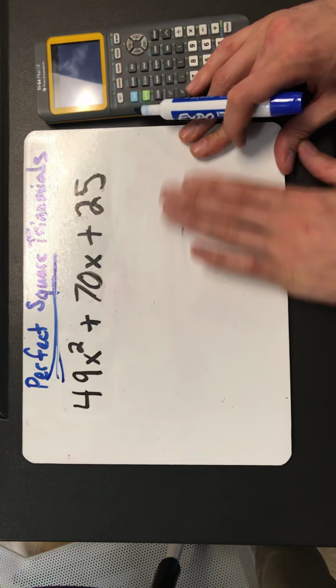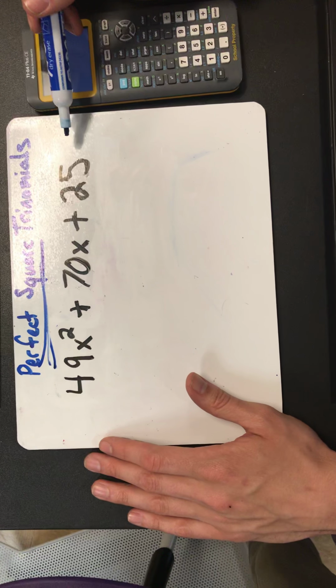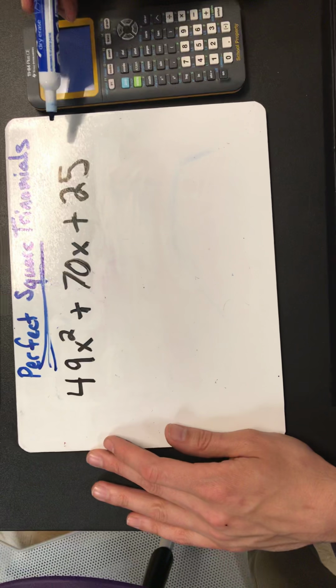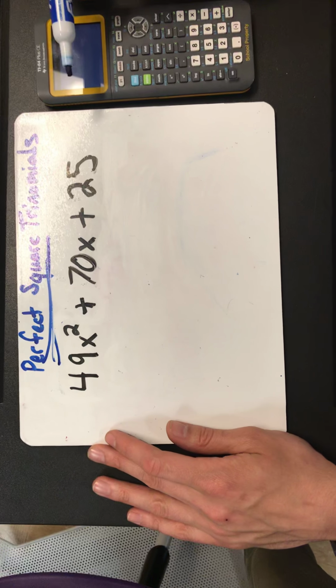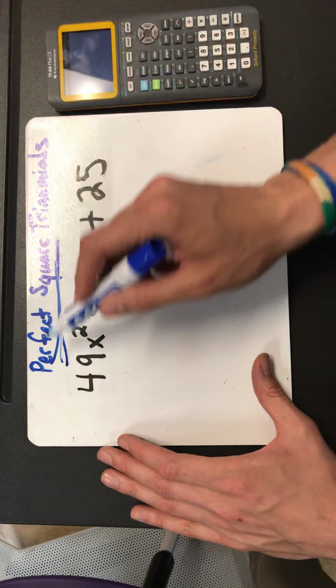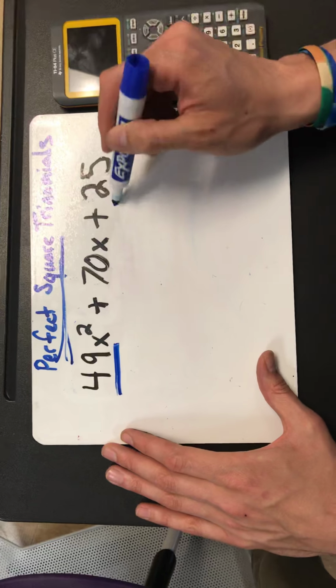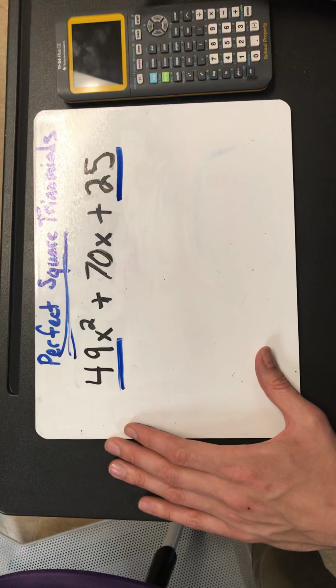There's a special trick. I like to call these the celebrity trinomials because once you recognize a perfect square trinomial, there's a quick trick to factor it. The first thing you need to do to check to see if we have a perfect square trinomial is to make sure that the first term and the last term are perfect squares.